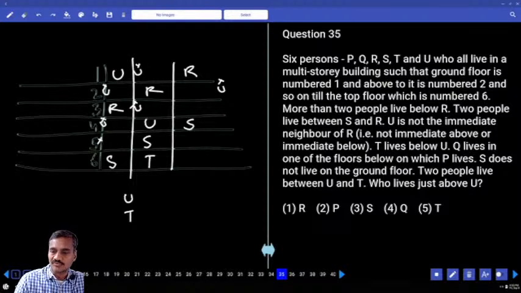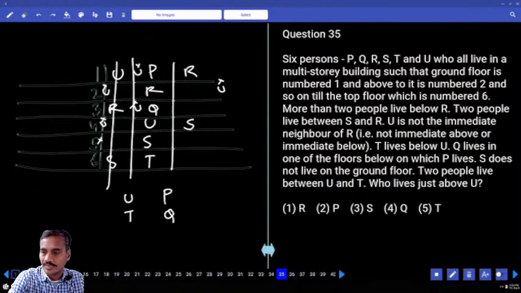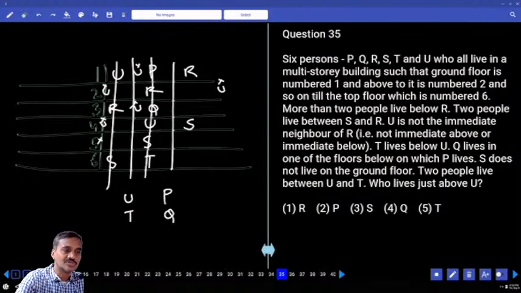Q lives on one of the floors below the floor on which P lives. Now Q lives below P, one of the floors below P. S does not live on the ground floor. And 2 people between U and T. In between U and T there is exactly 1 person, so this is also ruled out. U is here and T is here. And if U and T are here, and Q is below P, Q and P will be like this.